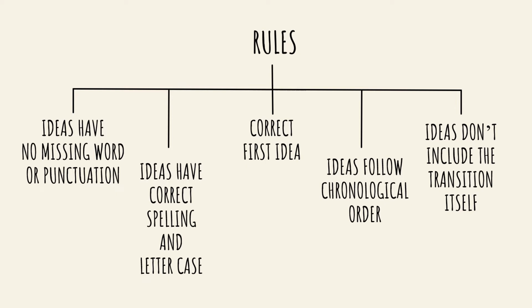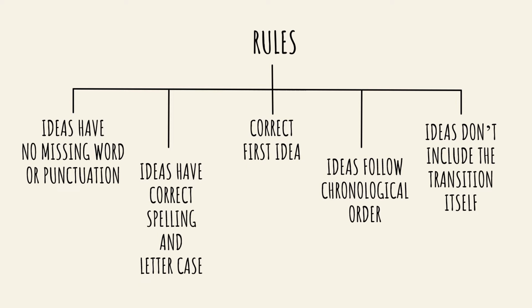The second one is that ideas need to have correct spelling and letter case. Spelling is correct, letter case is also correct. The third rule is you need to have the correct first idea. If you have the correct first idea, then the second idea could be correct as well. But if your first idea is already wrong, then automatically the second idea will be wrong as well, even though by right the second one should be correct.